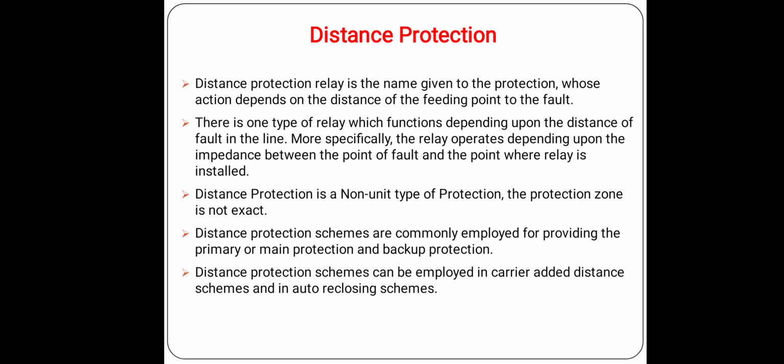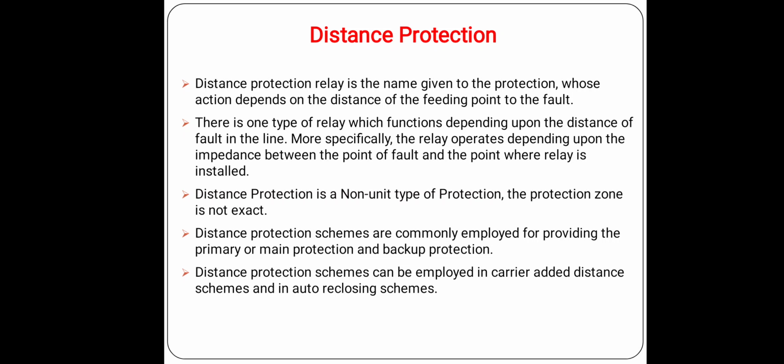So there is one type of relay whose function depends upon the distance of the fault in the line. More specifically, the relay operates depending upon the impedance between the point of fault and the point where the relay is installed, by calculating the ratio of voltage and current. I earlier said that distance protection is basically a non-unit type of protection. That means the protective zone for distance protection is not exact.